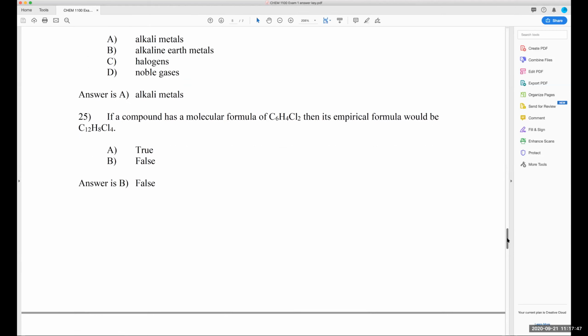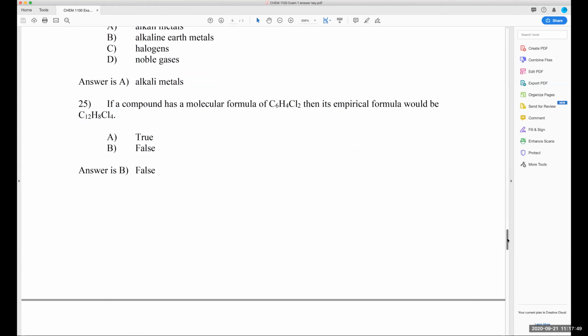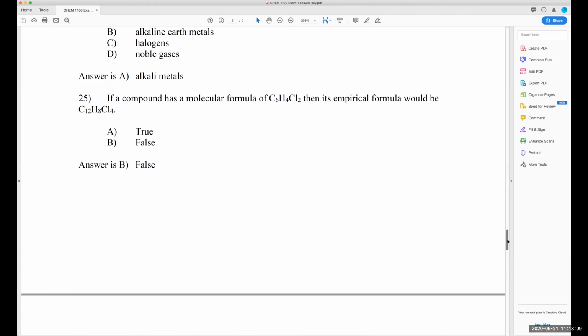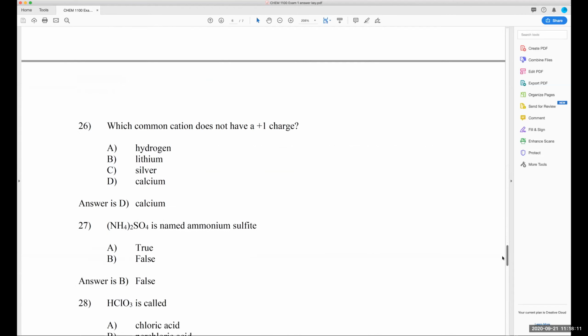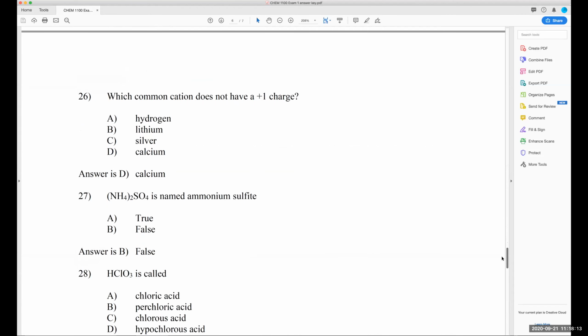In 25, if the molecular formula is C6H4Cl2, what would the empirical formula be? This is false, but what would it be? C3H2Cl. That's right, C3H2Cl. So that molecular formula is divisible by 2. 26, which common cation does not have a +1 charge? That's calcium. All the other 3 are +1 charges.